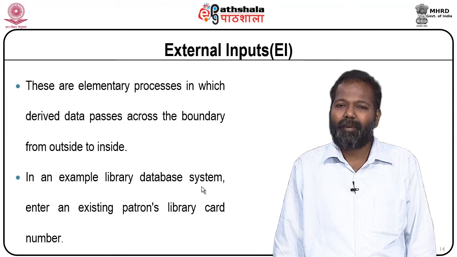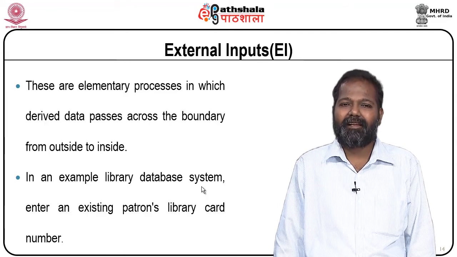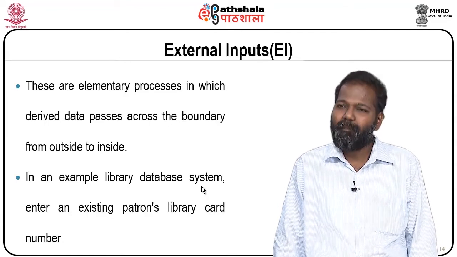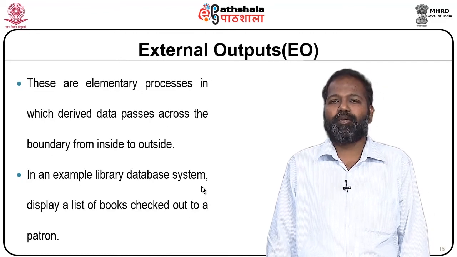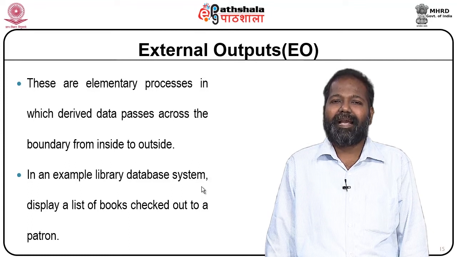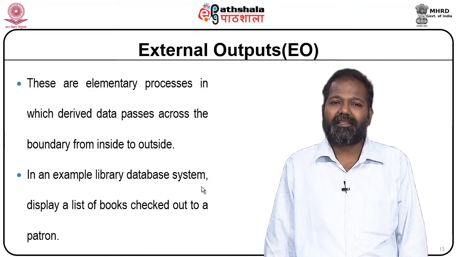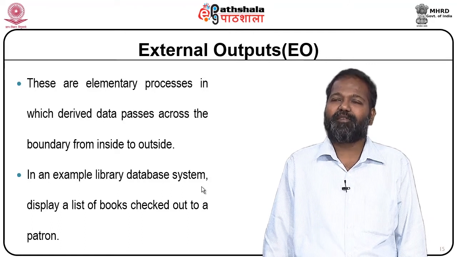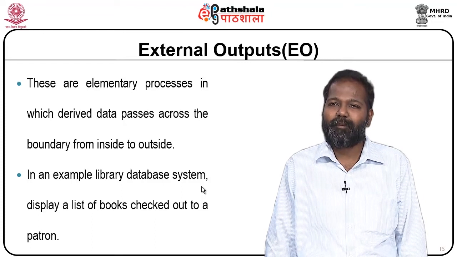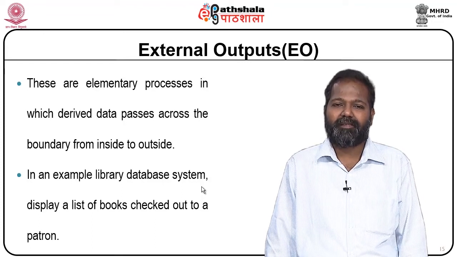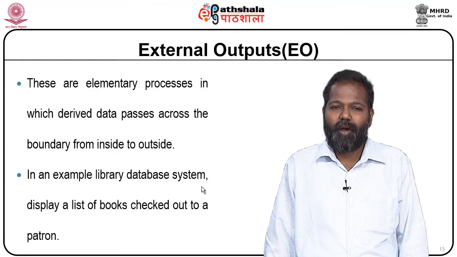In an example library database system, entering an existing member's library card number. External output: these are elementary processes in which derived data passes across the boundary from inside to outside. In an example library database system, display a list of books checked out to a member.